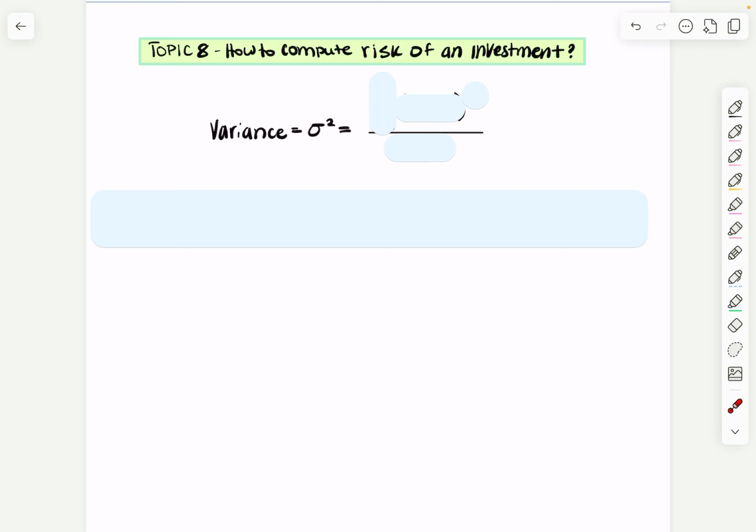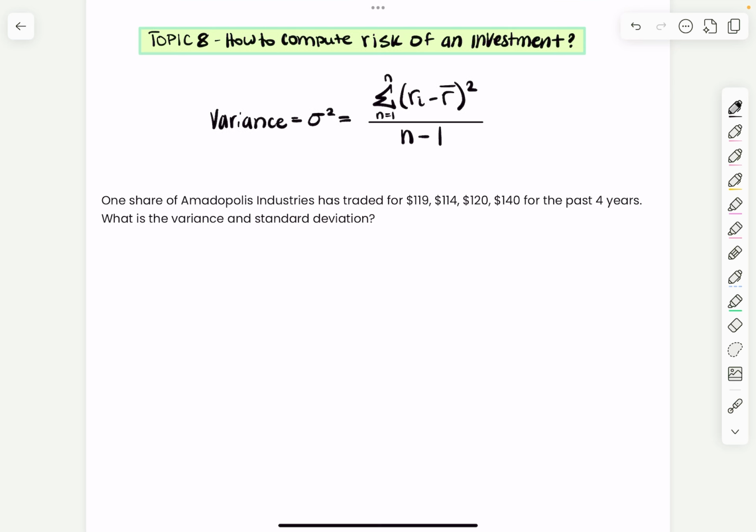First of all, it's a fraction. Second, what are you doing? Well, you're just taking all of your return for each year, that's what I is, minus the average return. And then you're squaring those differences so that they're all positive. And then at the end of the day, you want to sum them up. That's what this sigma means, from the first value to the ending value. And then you're just going to divide by however many returns you have minus 1. So let's try an example.